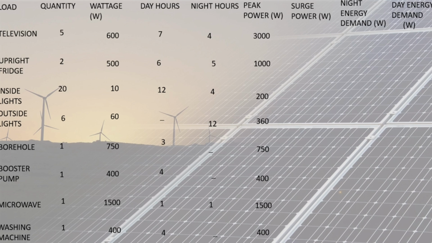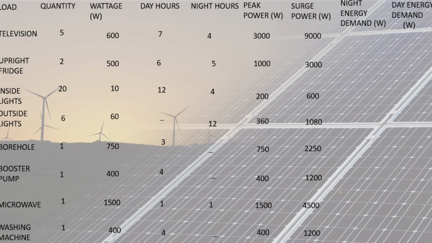So our surge power for each device is calculated as our peak power multiplied by 3. So 3000 multiplied by 3, we get 9000. 1000 by 3, we get 3000. 200 by 3, we get 600. 360 by 3, we get 1080. 750 multiplied by 3, we get 2250. 400 multiplied by 3, we get 1200. 1500 by 3, we get 4500. And lastly, 400 multiplied by 3, we get 1200 again.